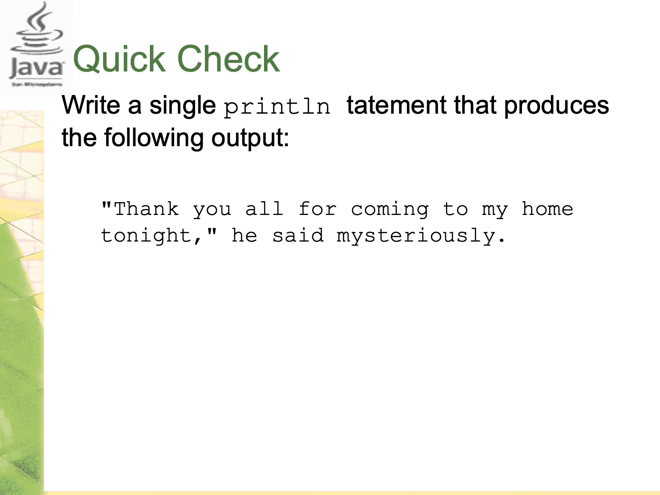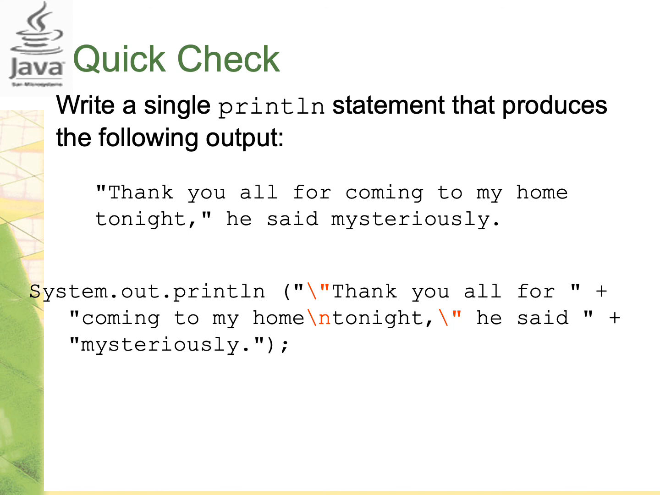Let's try and do this together. Write a single println statement that produces the following output. In double quotes, thank you all for coming to my home. And then next line, we have tonight, comma, double quote, he said mysteriously. So how should we write it in Java? We know that we have double quotes, so we will use \", and that's also the next line, so that is using \n. So we have System.out.println, \"thank you all for coming to my home, \n tonight,\" he said mysteriously.